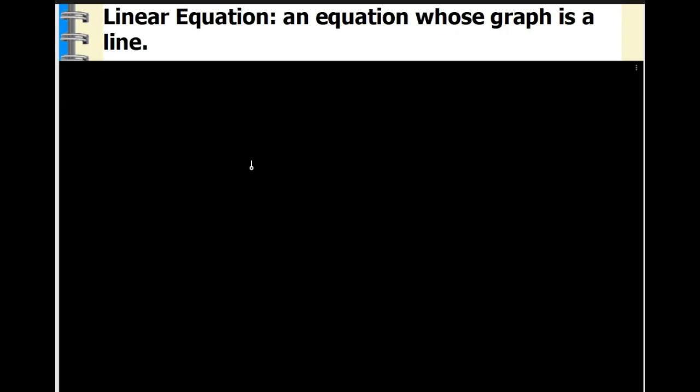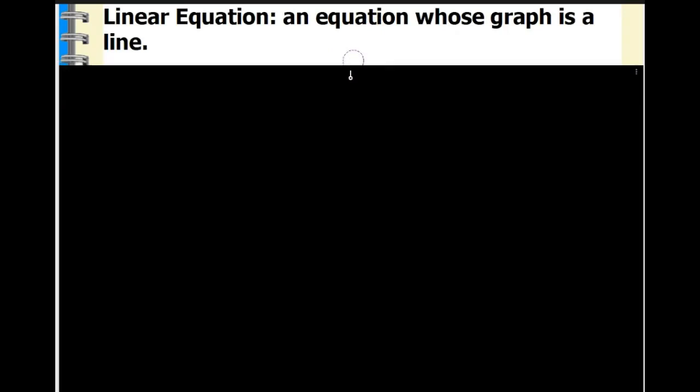But all right, so linear equation is an equation whose graph is a line.